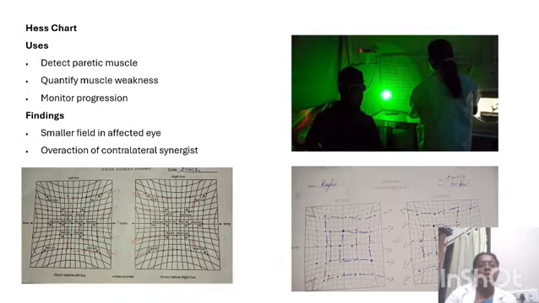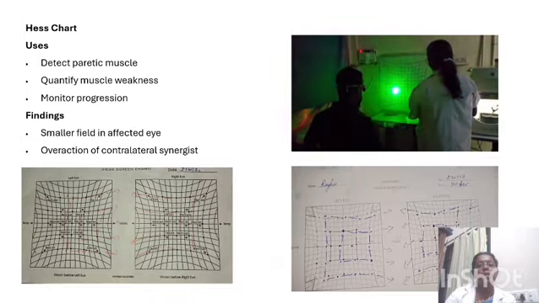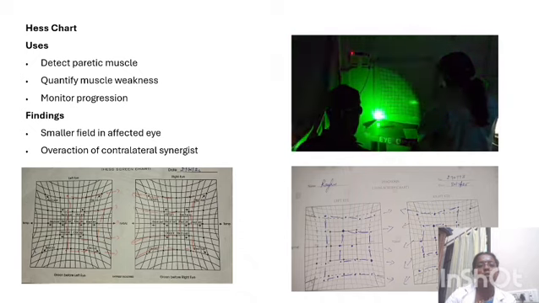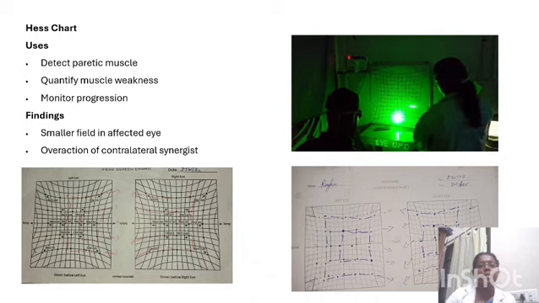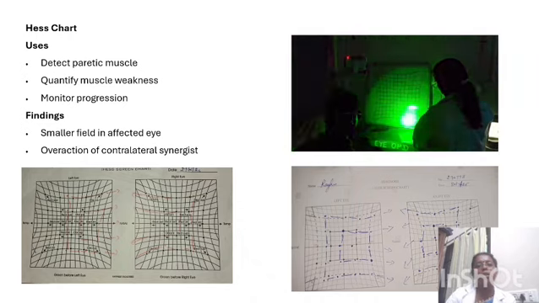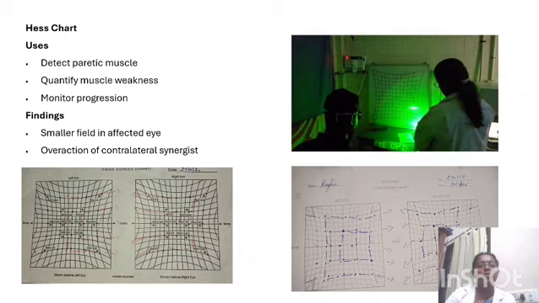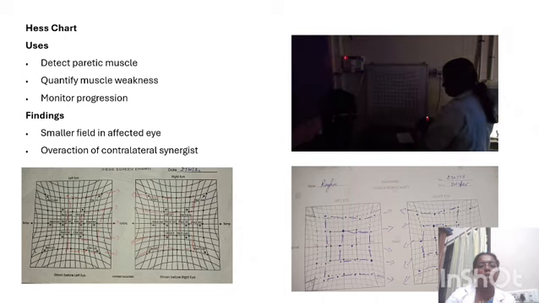This video illustrates Hess chart interpretation. The smaller field corresponds to the affected eye and indicates the weak muscle. The larger field demonstrates the secondary overaction of the contralateral synergist. The Hess chart is useful for diagnosis, monitoring progression and surgical planning.